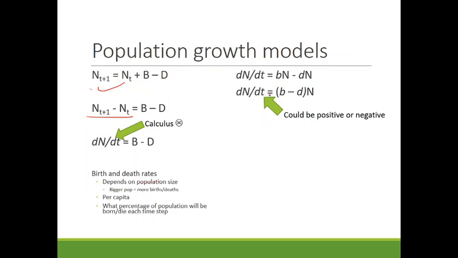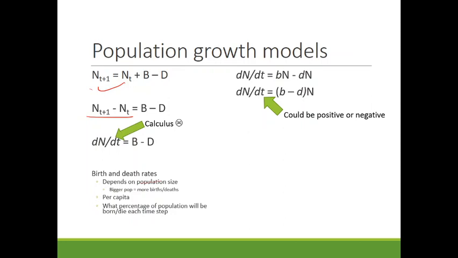Now, we've been talking about populations growing all the time. But, look at this here. It could be positive or negative, right? If births are bigger than deaths, then this will be positive. If deaths are bigger than births, then the change in number would be negative. And that just means the population would get smaller, which happens all the time.